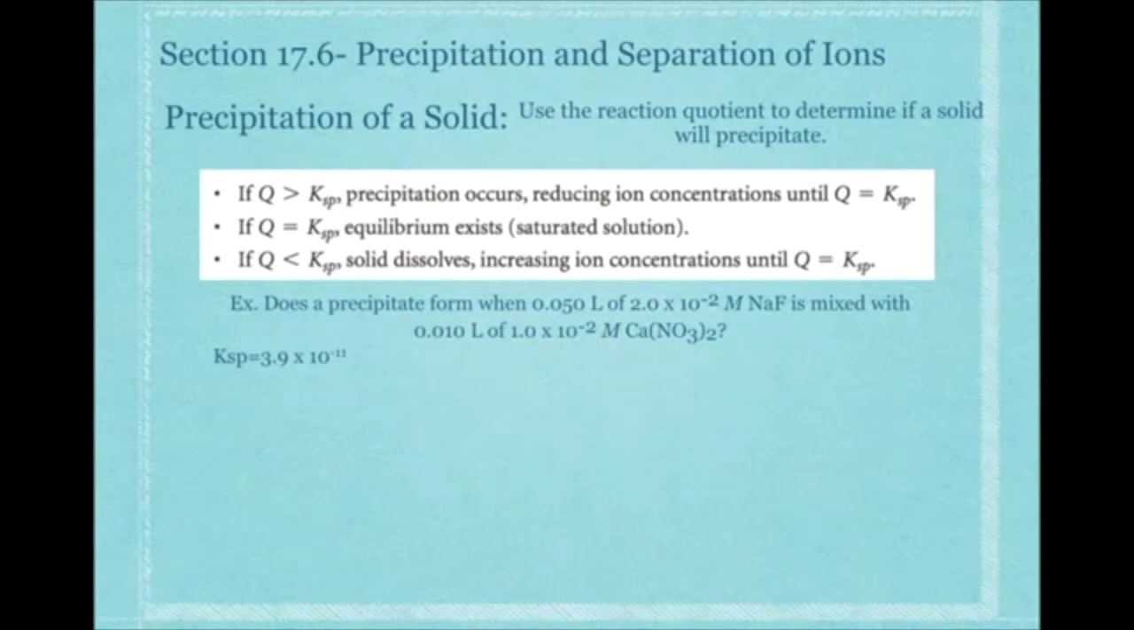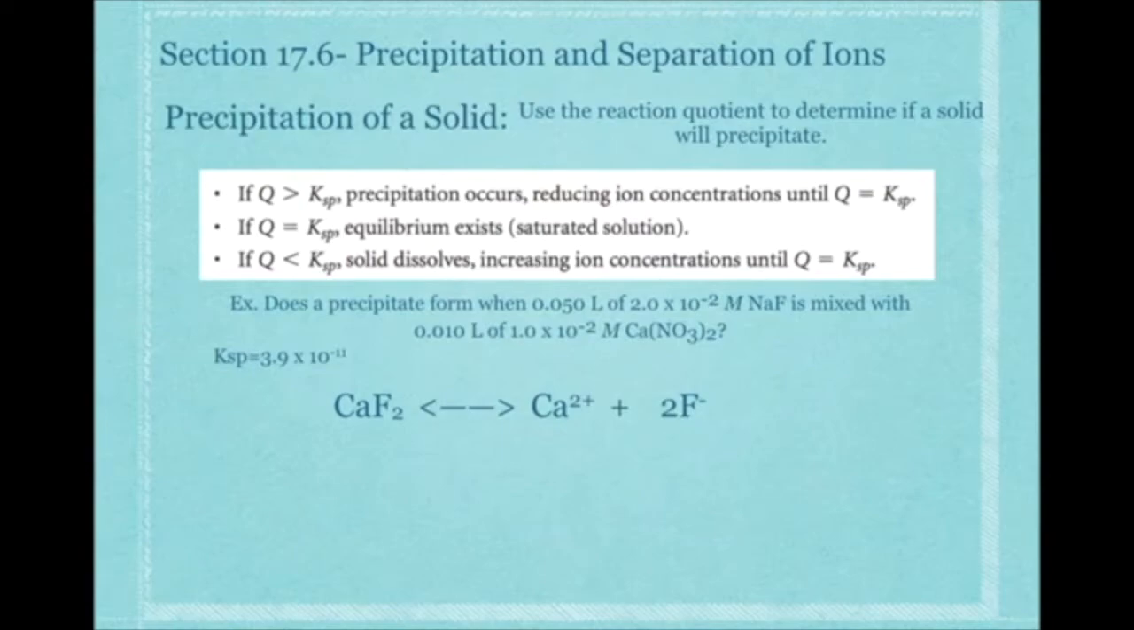So I'm going to write the dissociation equation for calcium fluoride. Calcium fluoride will break apart into calcium ions and fluoride ions. Now I can use the concentrations of each of the ions in order to calculate my Q, my reaction quotient. Here's the only issue. I'm given a certain volume of sodium fluoride and its concentration, and then a specific volume of calcium nitrate and its concentration. However, when you mix these solutions together, that alters the concentration. So here's what I need to do.